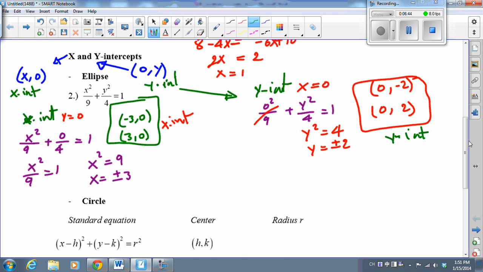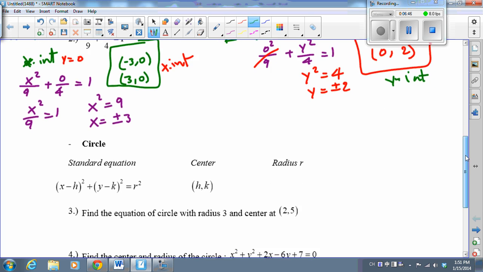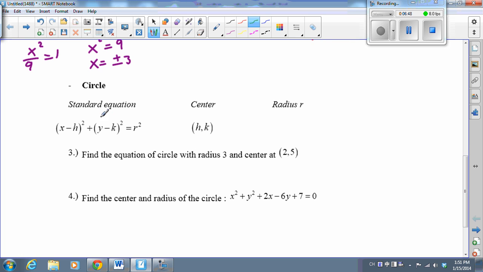All right, let's talk about circles. Before we talk about circles, I need to refresh your memory. The standard equation of a circle is (x - h)² + (y - k)² = r². Of course, the center is (h, k), and the radius is r. Now, here it says find the equation of a circle with radius 3 and center at (2, 5).